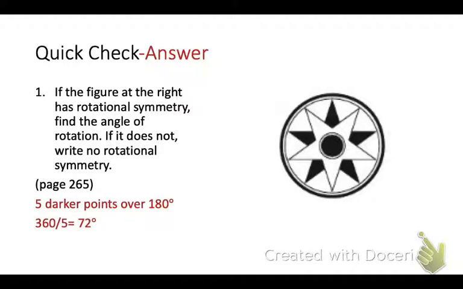Please go ahead and check your answer with my answer. So I found that there were 5. So 1, 2, 3, 4, 5. You could count the light ones or the dark ones. It doesn't matter. There's still going to be 5. So, whoopsie, typo, over 360 degrees. So 360 divided by 5 gives us 72 degrees. So check your answer. If you have a question about that, go ahead and write that in your notebook, and we can go over that tomorrow during class.